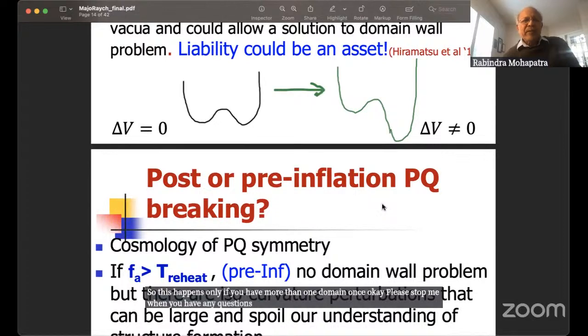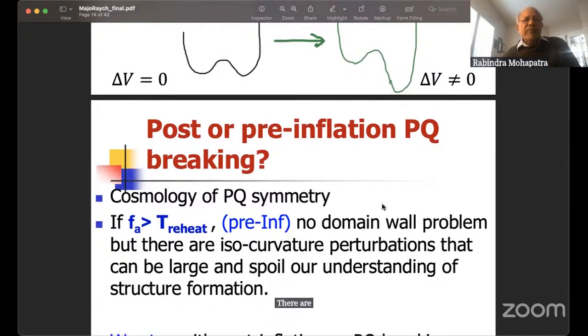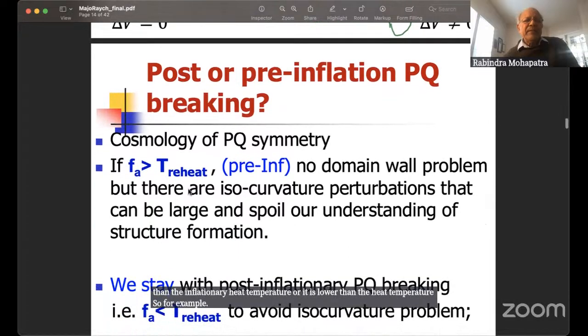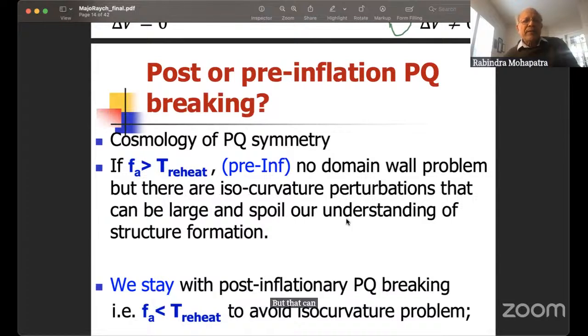Okay, so there are other issues with the inflation, other issues with the PQ symmetry, which is, for example, is the symmetry breaking scale of the U1 PQ higher than the inflation reheat temperature, or is it lower than the reheat temperature? So, for example, if F_A is higher than the reheat temperature, there is, of course, no domain wall problem, because the domain wall should be inflated away by the inflation. But there are the so-called isocurvature perturbations, which I cannot get into here. But that can be large and spoil our understanding of structure formation. So that's an issue which you have to deal with.